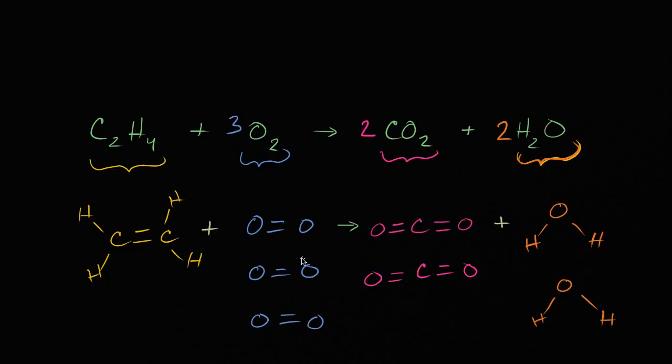We have 2 carbon atoms on both sides. We have 4 hydrogen atoms on both sides. Here they're in the ethylene, here they're in the waters. And then we have 6 oxygen atoms on both sides. Here some of the oxygens are in the carbon dioxides, some of them are in the waters, and here they're all in the molecular oxygens. But notice, we didn't change the actual structure of the molecules. We just changed the number of molecules we have, and that's what these coefficients in front of these molecular formulas represent.